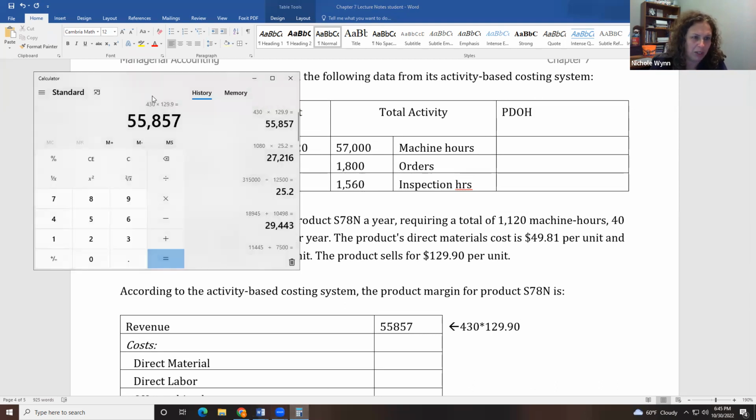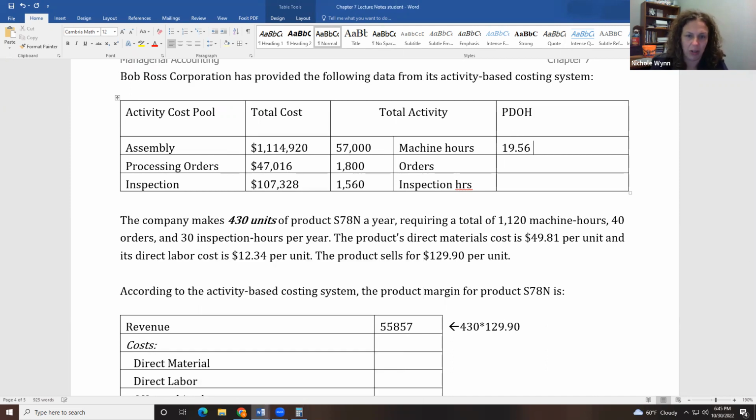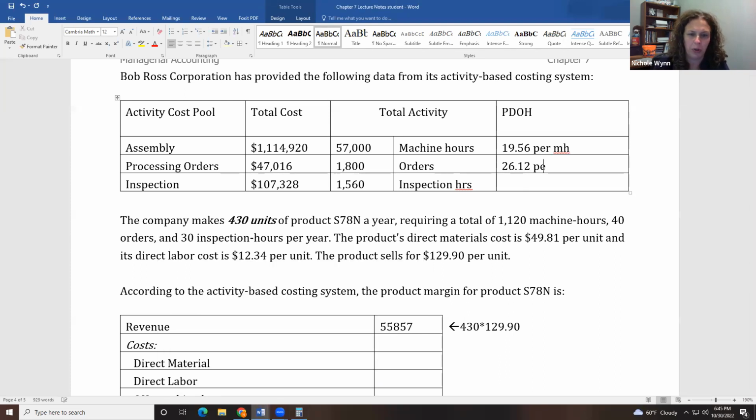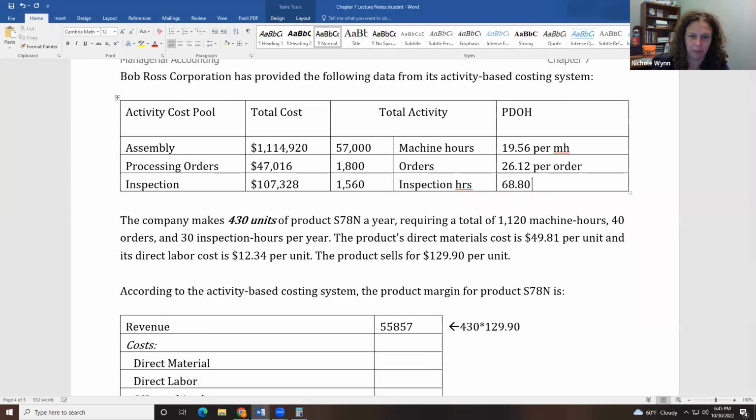So we take 1,114,920 divided by 57,000, which gives us $19.56 per machine hour. The next one is 47,016 divided by 1,800, so $26.12 per order. And then, ooh, that's a big cost, let's check this one out: 107,328 divided by 1,560, $68.80 per inspection hour. These are our predetermined overhead rates, the rates we're going to use to apply overhead.